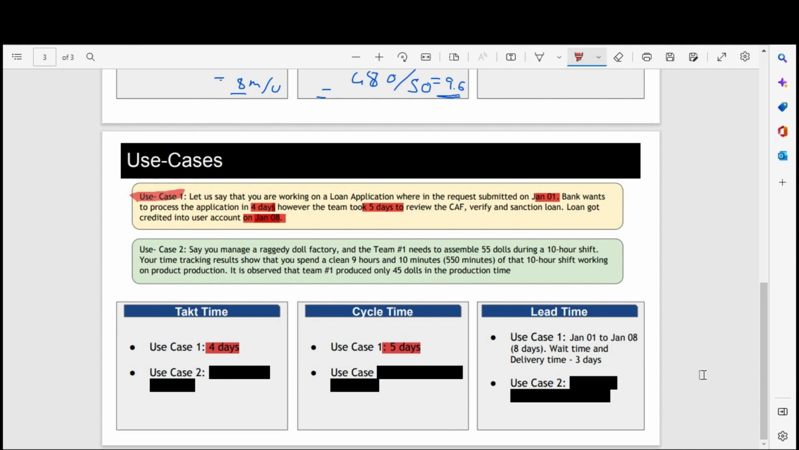We have use case 2 here. It talks about manufacturing dolls. Please go through the use case and try to calculate takt time, cycle time, and lead time based on the numbers given. Then please feel free to leave a comment with your answers in the section below so that we can validate and come back to you.